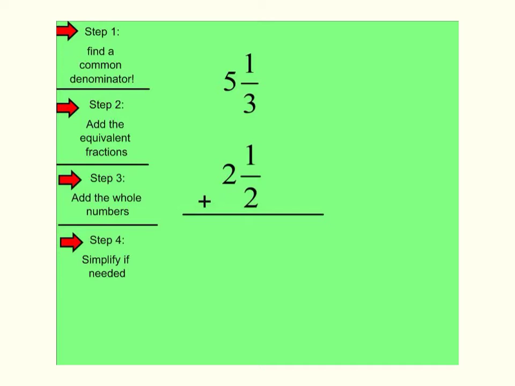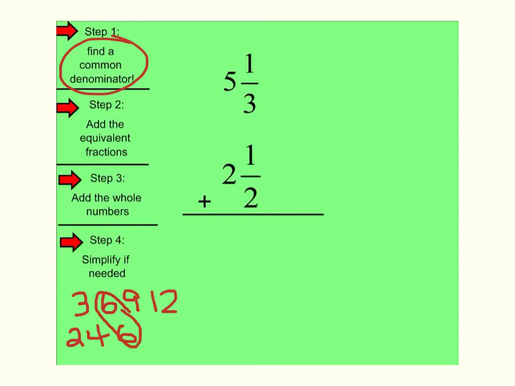So let's take a look at another problem. My problem is 5 1/3 plus 2 1/2. I have to remember my steps. The first step, I have to find a common denominator. So in order to do that, I need to find a common multiple. So let me list my multiples of 3. So that'd be 3, 6, 9, 12. I'll stop there. And so then my multiples of 2: 2, 4, 6. Look, my least common multiple is 6. I can use 6. So 6 is going to be my new denominator.